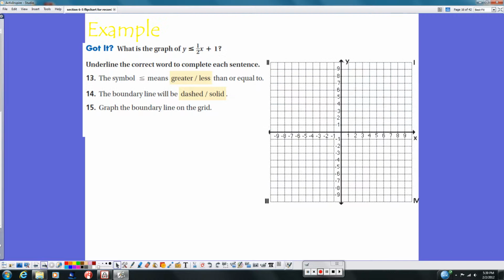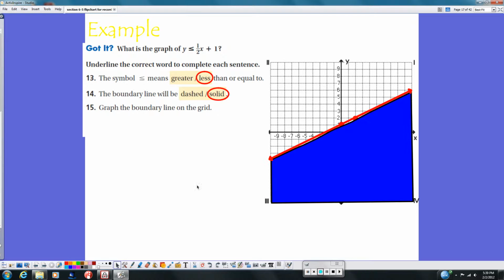Let's look at an example. For example, we want to graph y is less than or equal to 1/2 x plus 1. So first of all, we have the symbol less than or equal to. In this case, it's going to be a solid line because it is underlined. So now we're going to go ahead and graph the boundary line, just like as if we had y equals 1/2 x plus 1. We're going to put our dot on 1. We go up 1 and over 2 to get to our next dot. We connect our points with a solid line. Now for the shading, it's less than, so we shade underneath our line.